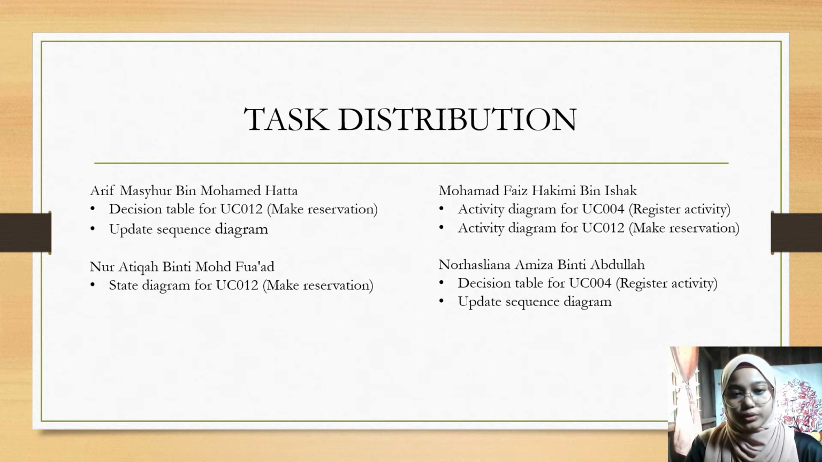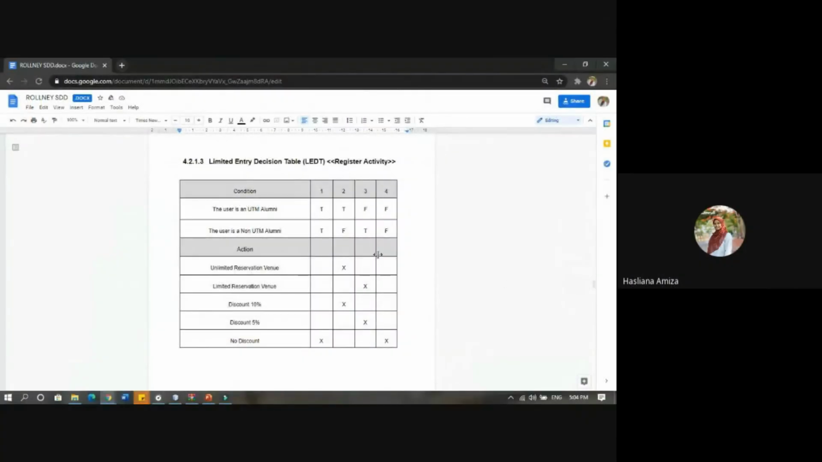First, Arif Mashhur, he did the decision table for use case make reservation, and also he updated the sequence diagram and the coding. Next is Nur Atika, she did the state diagram for use case make reservation. Next, Muhammad Faiz Hakimi, he did the activity diagram for both use cases, register activity and make reservation. And me, I'm doing the decision table for use case register activity, and also I updated the sequence diagram and coding.